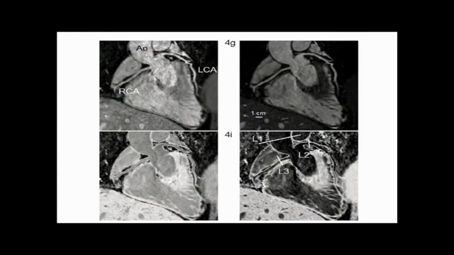So, this is how it works. Basically, you get two images, one with T2 prep on and one off, and if you subtract the images, you get an image like on the right-hand lower side, where you have a black blood image with a nice delineation of the coronary vessel walls.